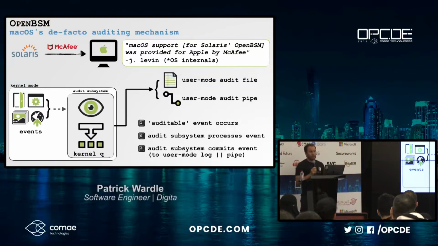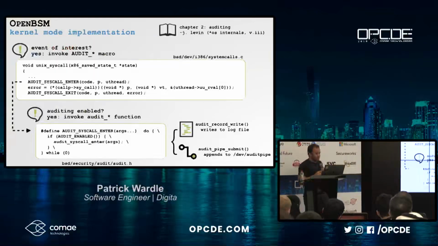So in the kernel, there's going to be some auditable event, for example, a new process that's created. This will get noted by the OpenBSM subsystem. It'll then be added to a kernel queue and then committed to user mode, either by writing to the OpenBSM audit log file or to the user mode audit pipe. So let's take a closer look at this briefly.